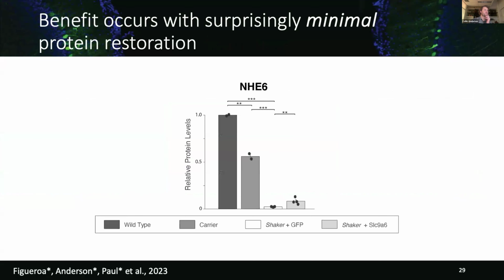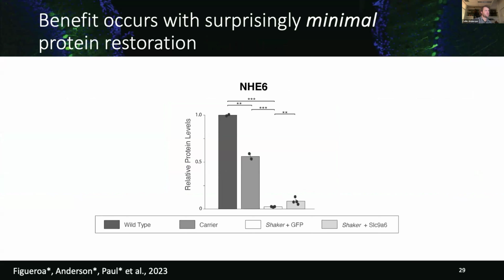So kind of moving forward from that, after we collected all this motor data, we were interested to see what was going on at the molecular and cellular levels. So we were very surprised when we did our first Western blot, and what we found was the NHE6, on average, we only restored about 10% of it.